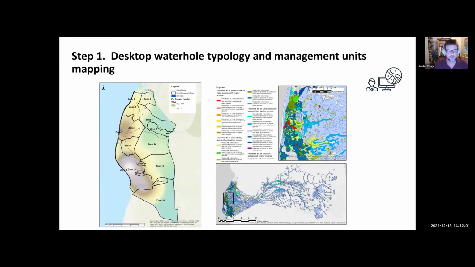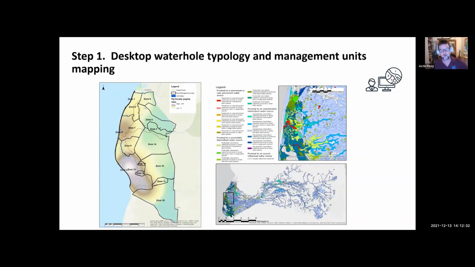Step 1 was the desktop waterhole typology and management units mapping. We needed to know why we were managing units, and the values for each of these units. So if you click on any one of these in the interactive dashboard, zone 1, 2, 3, up to 16, each of them will have their own values associated with it. It'll have a little bit of information about the density of feral pigs, how hard it is to get to, and what the seasonal values are across time. This is based on work done with traditional owners and rangers on the West Coast.